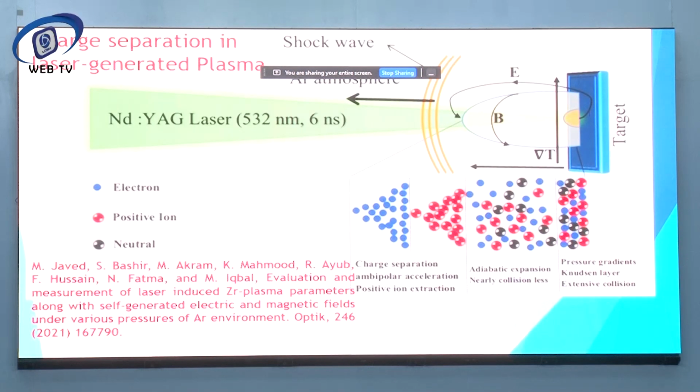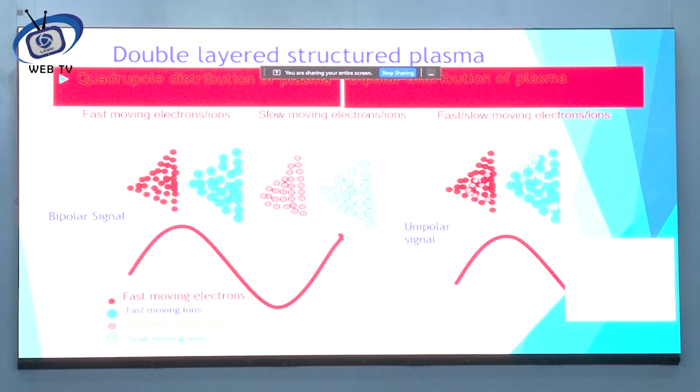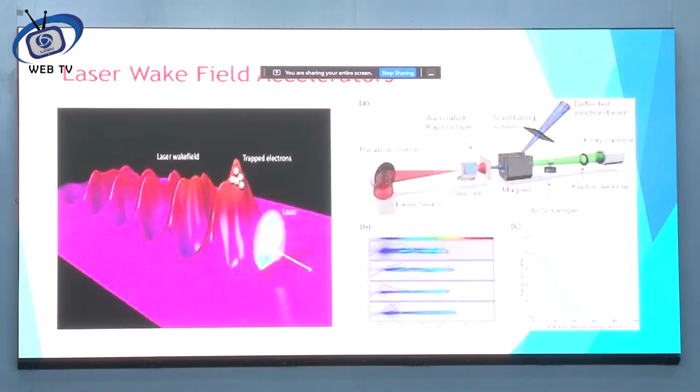We are working tremendously on lasers. Plasma we are using Nd:YAG laser, and you can see that initially all particles are combined together. Then there will be a nozzle layer, and afterwards, fast forming electrons will move forward and heavy ions will be left behind. There will be a separation between the fast forming electrons and ions, and this charge separation will generate a self-generated electric field. And we will be able to measure the electric field and magnetic field of this plasma, and then we can use this plasma in different applications as a tool of electric and magnetic field source.